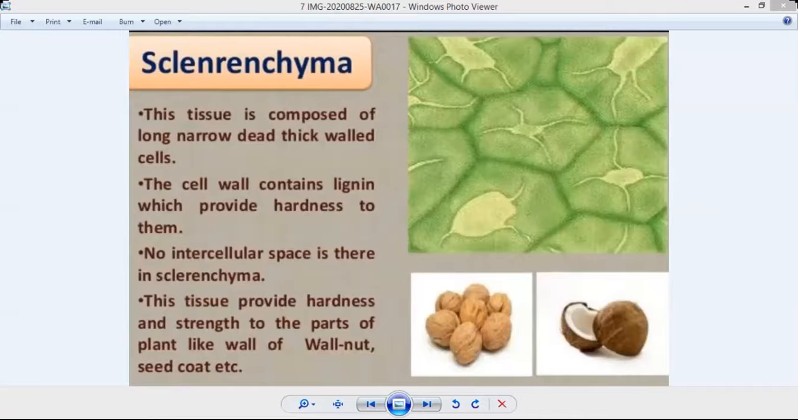All of that, seed coat, etc. All these parts are harder because of the presence of sclerenchyma. So you should compare and study. Parenchyma cells are loosely packed, collenchyma has less intercellular space, and sclerenchyma does not have any intercellular space. Parenchyma is made up of thin-walled cells. Collenchyma is thick only at the corners. Sclerenchyma is uniformly thick, all parts of the cell are uniformly thick, and no intercellular space is present.